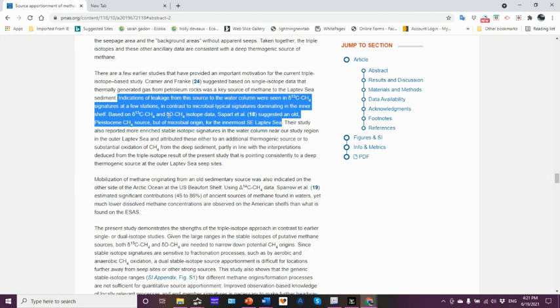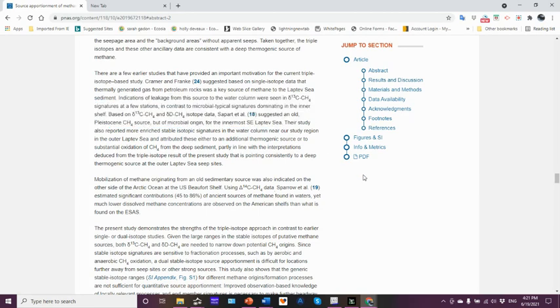Based on Del 13 and Del deuterium isotope data, Sapart et al. suggested an old Pleistocene methane source, but of microbial origin, for the innermost southeast Laptev Sea. So in other words, what they're saying is that if you're close in on the shelf, closer to the shoreline, the methane from there is probably biogenic in source, whereas the further you go out, it's more thermogenic. It kind of makes sense because the shelf does gradually get deeper and deeper. So this makes perfect sense.